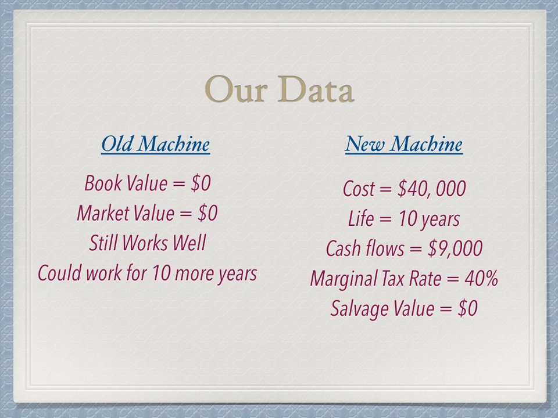What they don't provide us with is their cost of maintenance, upkeep on this machine since it is getting older, and different things like that. That's not provided in this question. The new machine, the cost is $40,000, and it does state that this includes the shipping and installation fees. The predicted life of the machine is 10 years. The cash flows predicted are a cost savings to the company of $9,000 per year for the 10 years. The company's marginal tax rate is 40%, and the estimated salvage value is $0 at the end of the 10 years for this new piece of machinery.